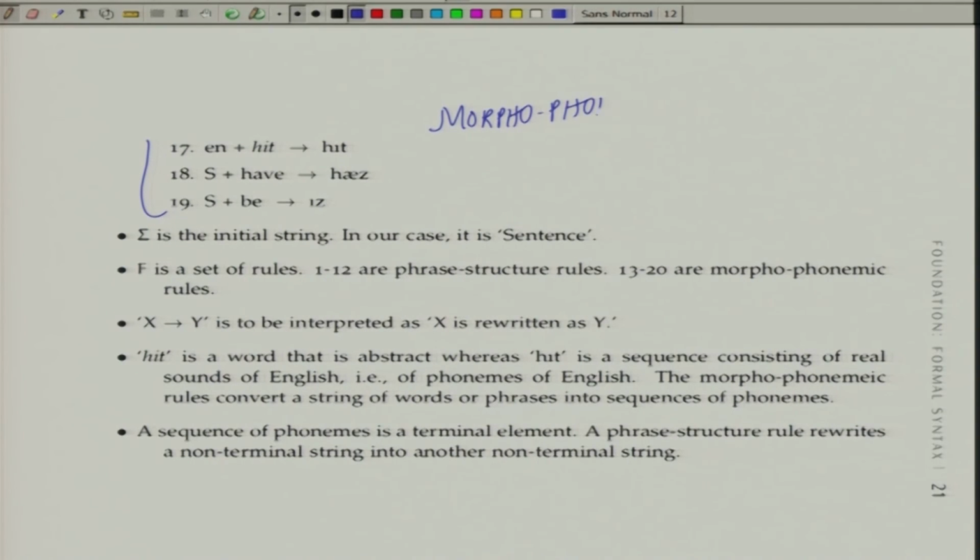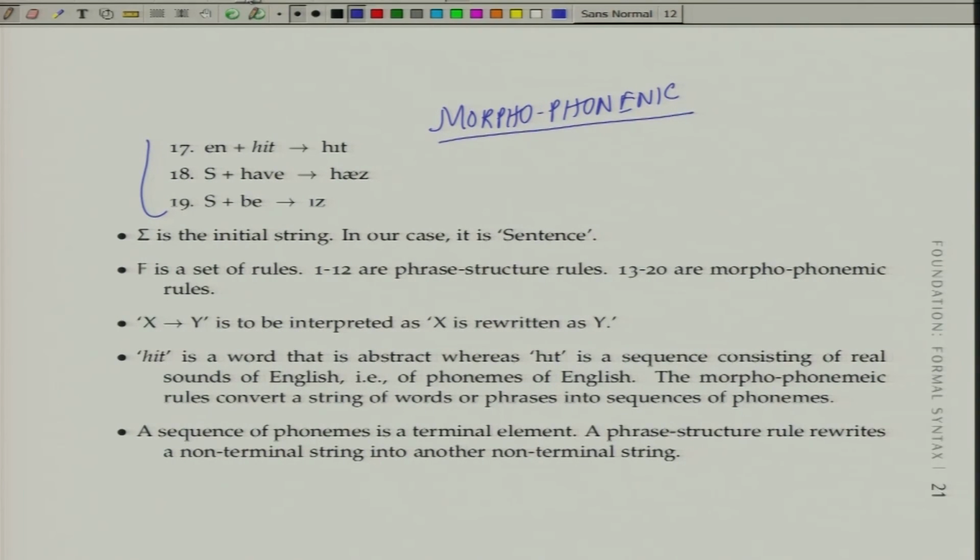Why are they called morphophonemic? Because they concern the end product. They apply to the last thing, the last part of the string. The last part is actually this physical speech sound.